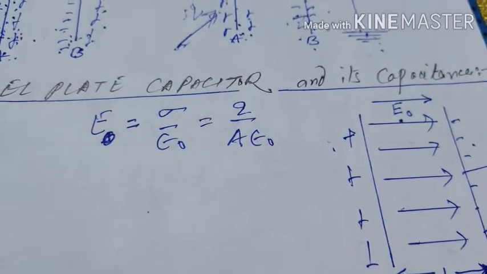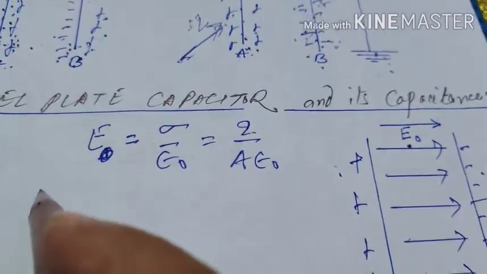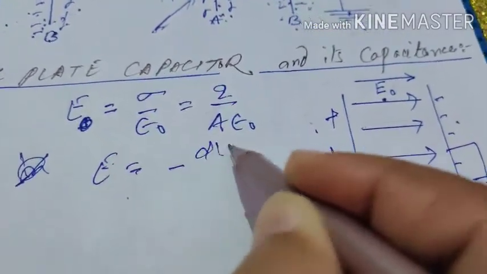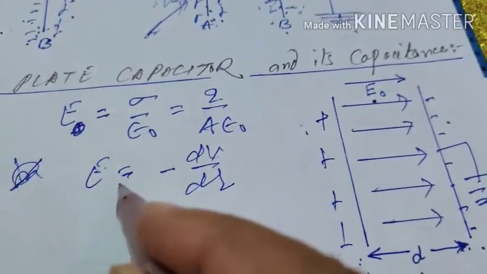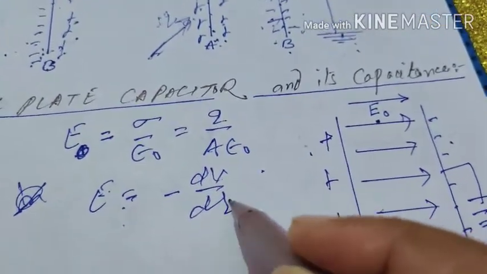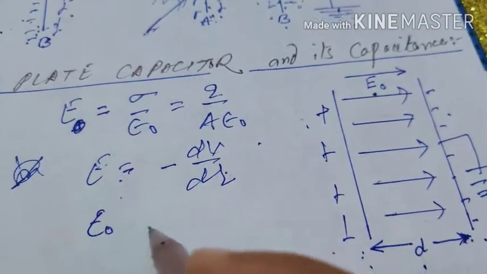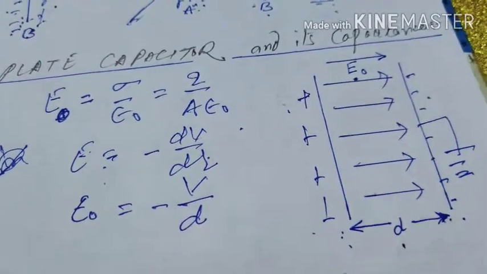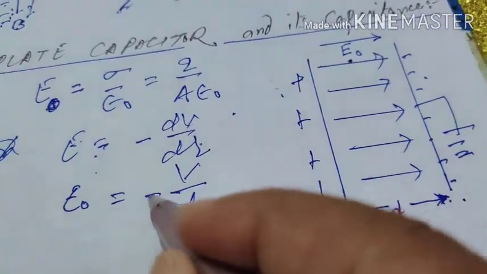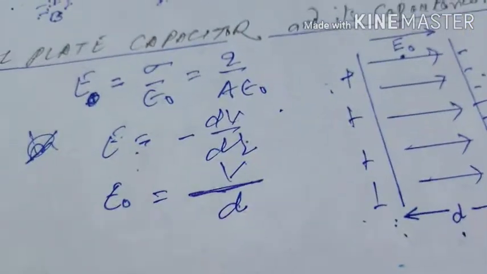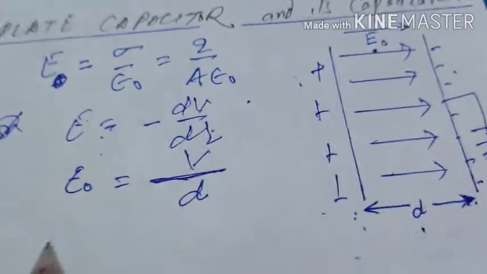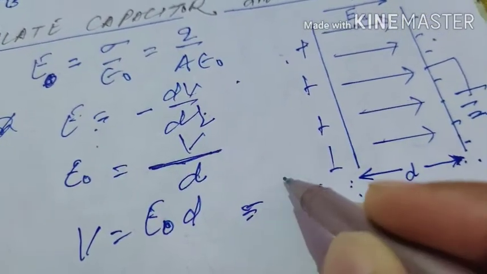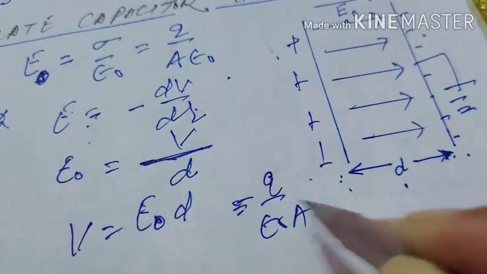Now whenever charge is there, potential must be there. So to calculate potential, we have a formula. E is the negative gradient of electric potential. Here the electric field is E naught, the potential let us suppose is V, and the distance between the plates is D. I have to take only magnitude, so I will leave the sign. So the electric field is potential by distance. So the potential V is E naught into D. The value of E naught is Q by epsilon naught A, into D.